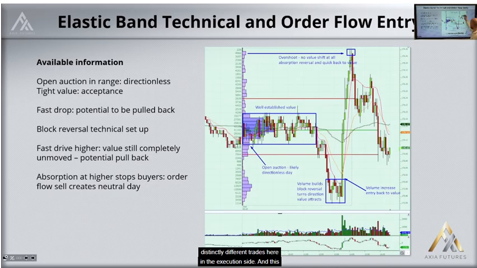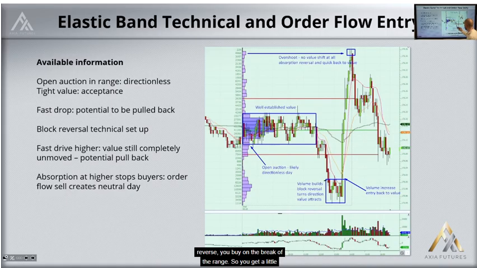Now, there's two distinctly different trades here in the execution side, and this is where having the idea of what can happen is one thing, having the execution skill is a different thing. And it may be that for some people, they can't take this trade or they don't know how to take this trade. And it's about learning the different ways that you can reverse, that you can play the move back. So what we've got then, this is a very technical reversal.